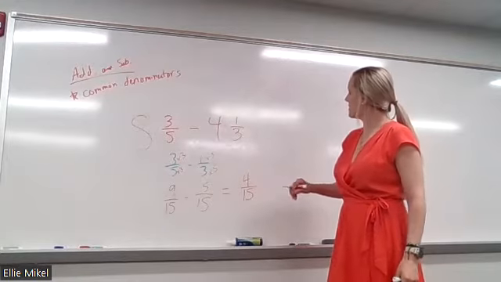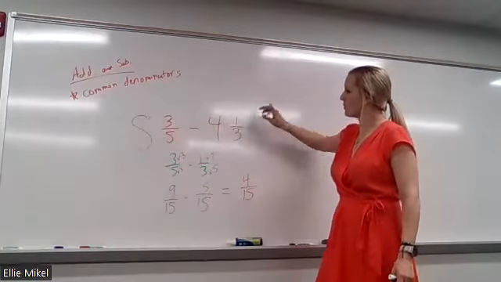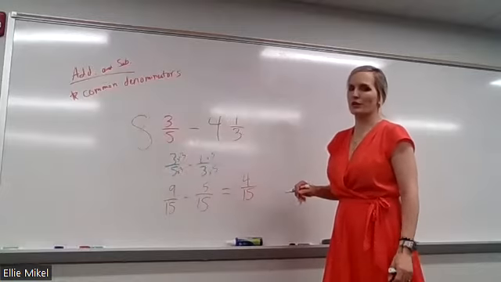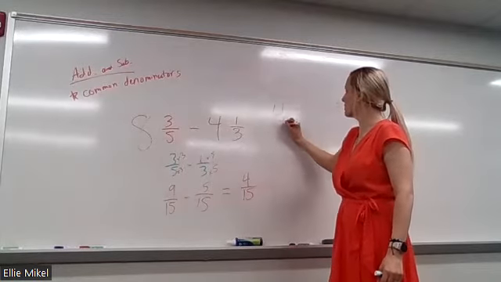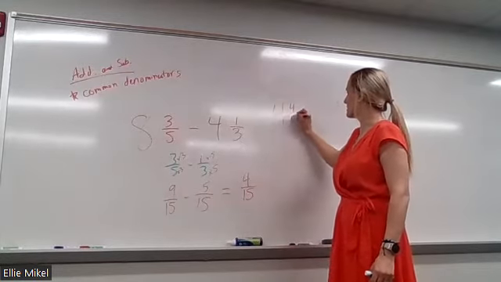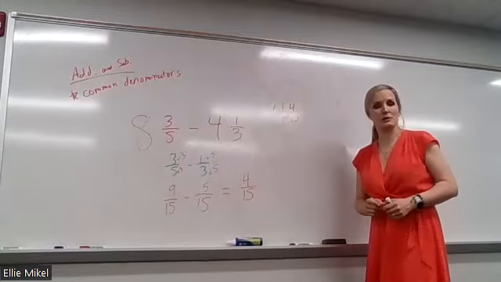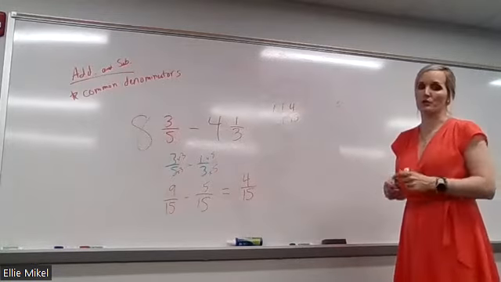Now all we need to do is go back, and like I said, we're going to go back and get that 4, because again, my whole numbers, don't forget those guys. 8 minus 4 is 4, and then we just simply put that together with our fraction answer. So my total answer here would be 4 and 4/15.